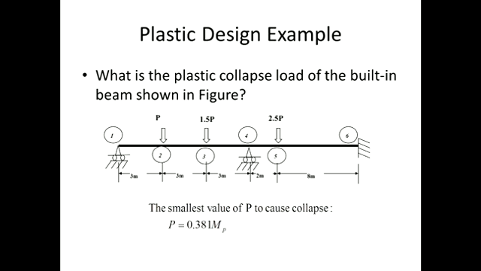So the mechanisms are 2 and 4, and then we have 3 and 4, and then the other one is, because this end is fixed, here we have 4, 5, and 6.